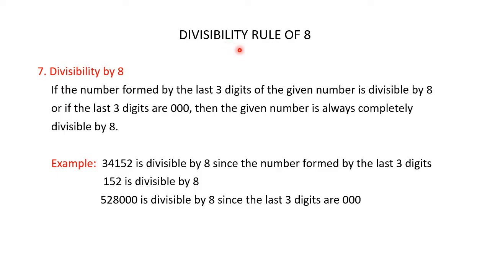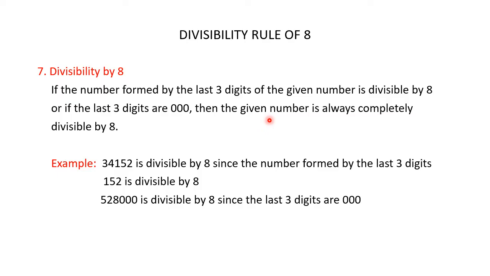Divisibility rule of 8. If the number formed by the last three digits of the given number is divisible by 8, or if the last three digits are 000, then the given number is always completely divisible by 8. This means that if you have to find out whether a given number is divisible by 8 or not, you have to consider the last three digits of the given number. If the last three digits of the given number form a number which is divisible by 8, or if the last three digits are 000, then the given number is divisible by 8.